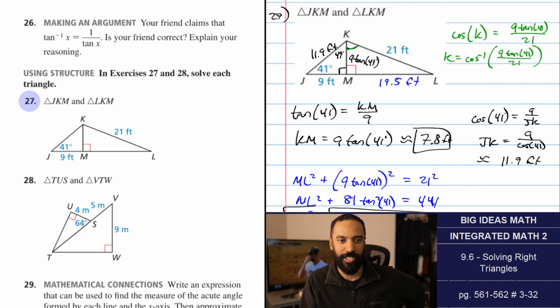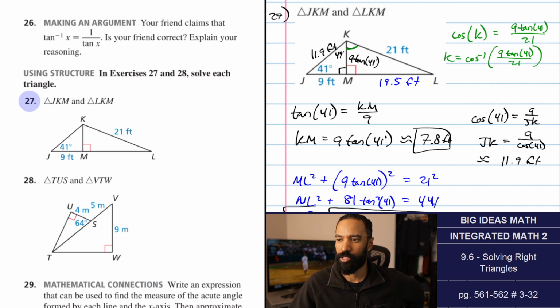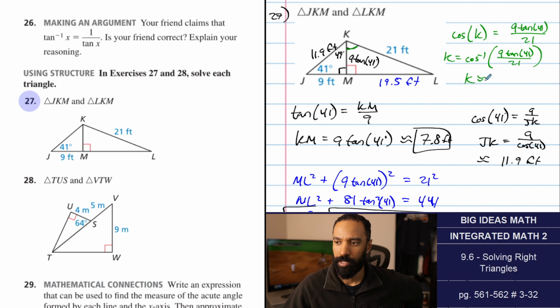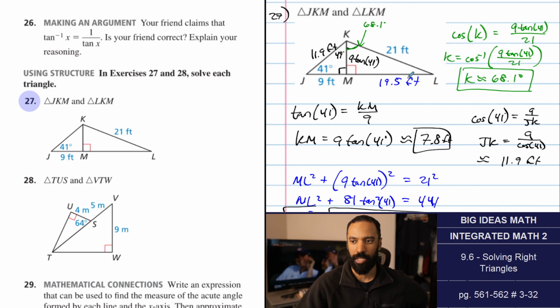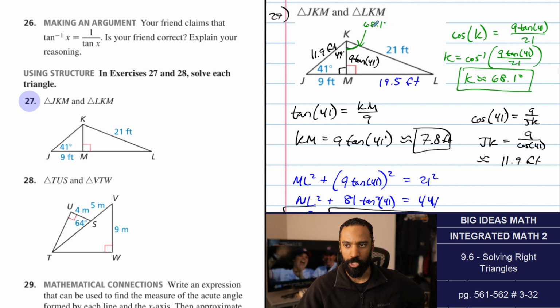So there's a tangent inside of an inverse cosine. Let me type that out. Inverse cosine of 9 times tangent of 41, close that one parenthesis, divided by 21. And I'm getting 68.12. So K is about 68.1 degrees. Is it completely harmful to have just an approximated answer to the nearest decimal place? No. Am I intending to precision that way, though? No. So I'm going to use that. So 68.1 degrees.